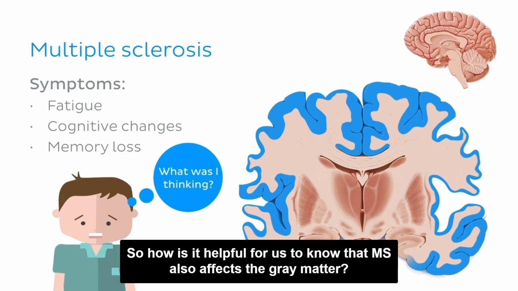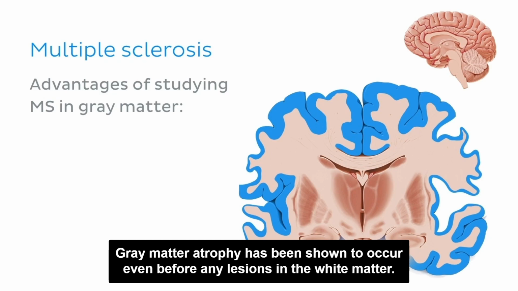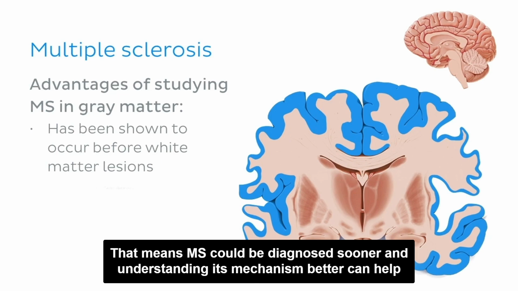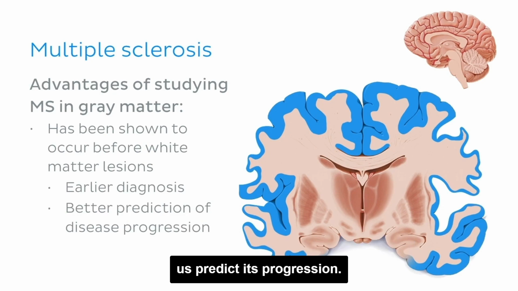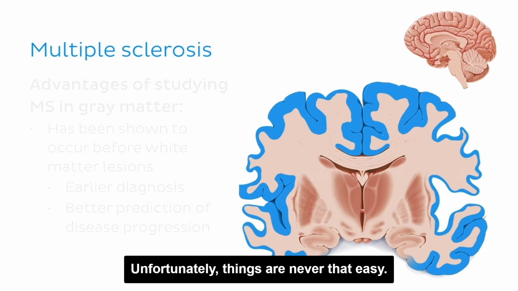So how is it helpful for us to know that MS also affects the grey matter? Grey matter atrophy has been shown to occur even before any lesions in the white matter. That means MS could be diagnosed sooner, and understanding its mechanism better can help us predict its progression. Unfortunately, things are never that easy.